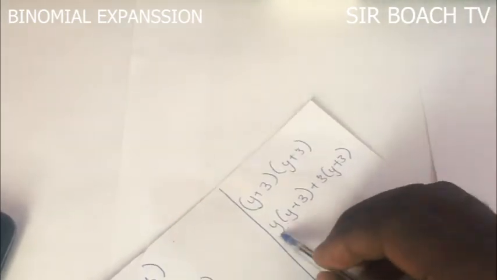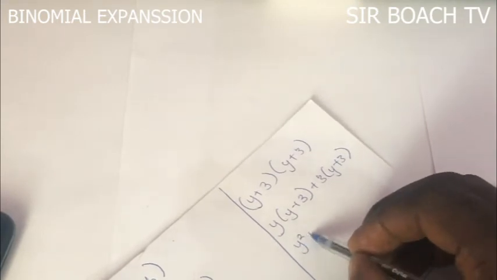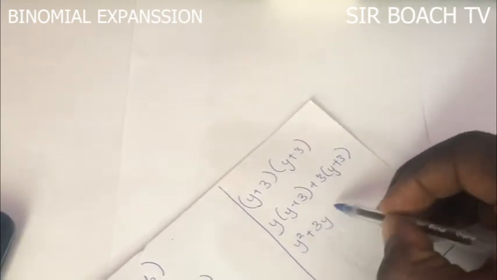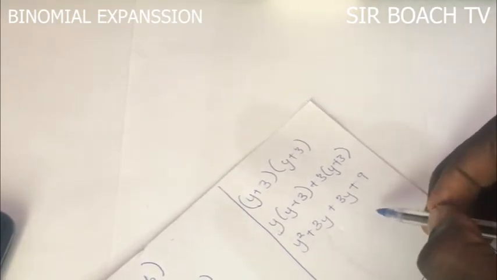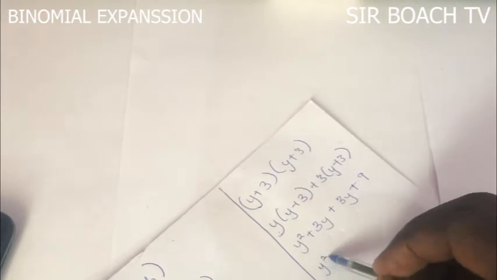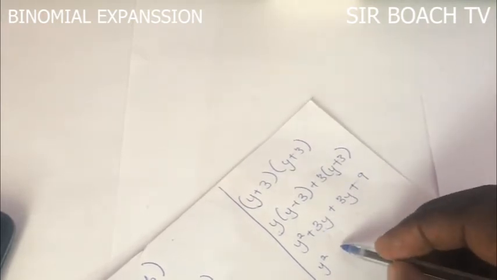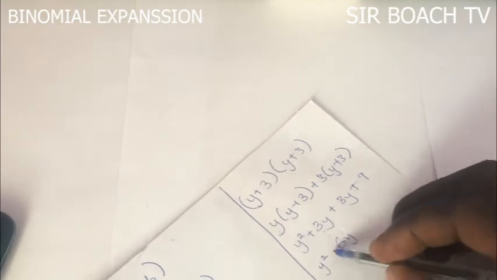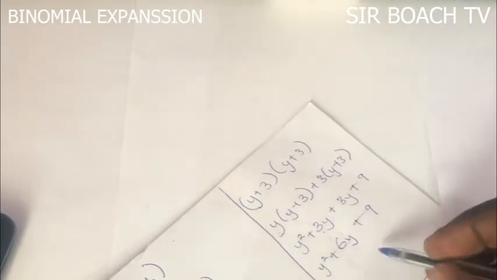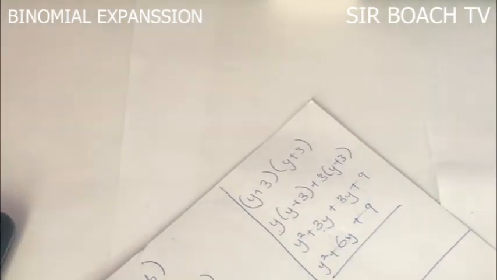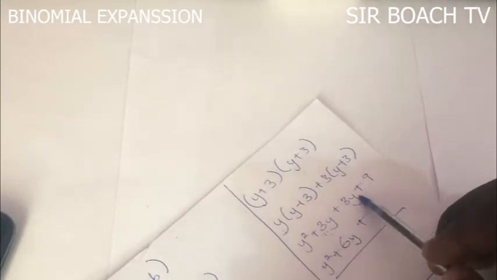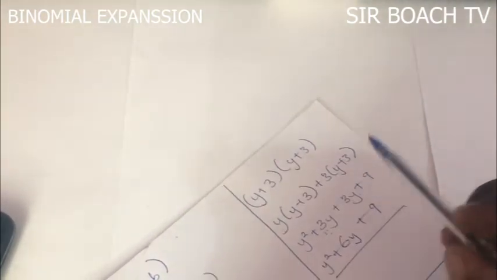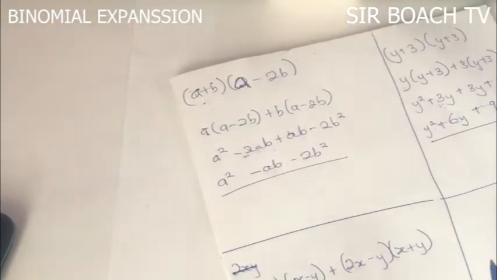Are we good? So this one needs to give me y square plus, this one needs to give me what? 3y, plus another 3y, plus 9. Then I'm going to get y square, and 3y plus 3y gives me what? 6y plus 9. That's all. Please don't be confused with this. It will not be 6y squared. We have 3 of y here and 3 of y here. So when we carry together, we get what? 6 of y.